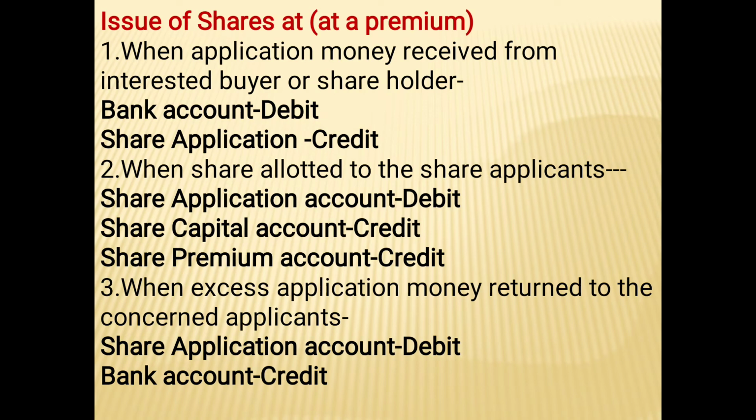Number one, in transaction, when application money is received from an interested buyer or shareholder, journal entry for this transaction: bank account debit, share application account credit. Second one, when shares are allotted to the share applicants with premium, journal entry for this transaction: share application account debit, share capital account credit, share premium account credit. Number three, when excess application money is returned to the concerned applicants: share application account debit, bank account credit.